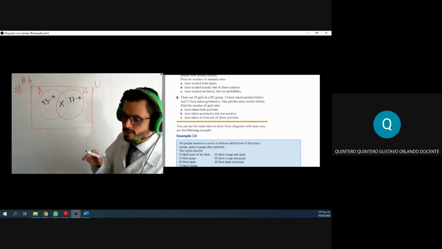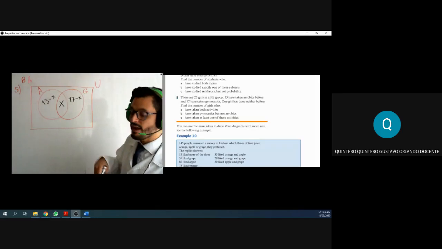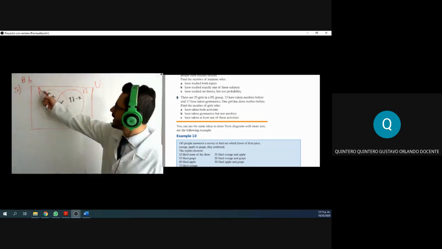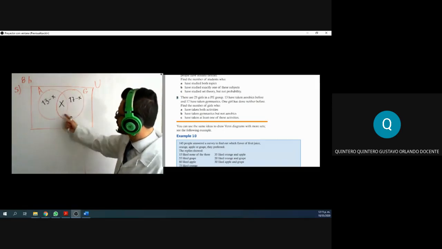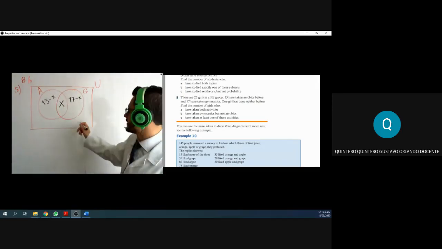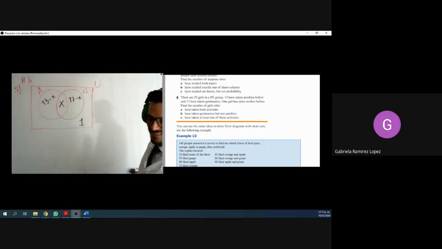Now, one girl has done neither before. So we have one person who is outside of the circle of aerobics and the same person outside the circle of gymnastics. So I'm going to write it right here. One person outside. All right? We have our information. Now, can we work out the x here? Yes or no? Yes. With the 25? Yes. I don't know who said that, but you are correct.